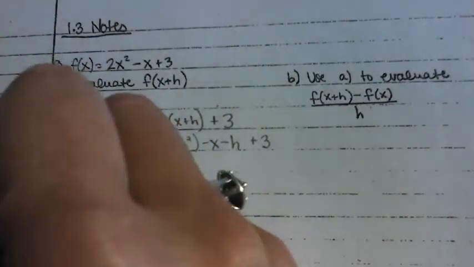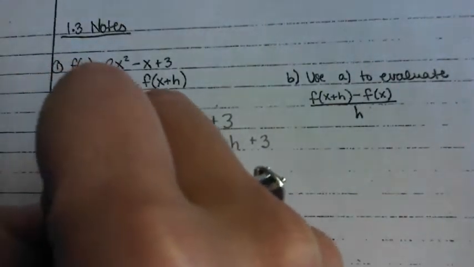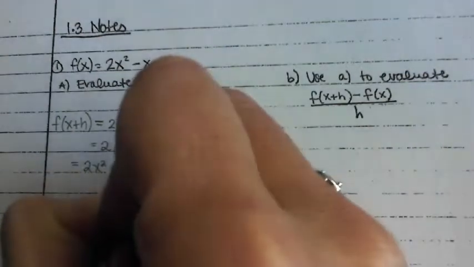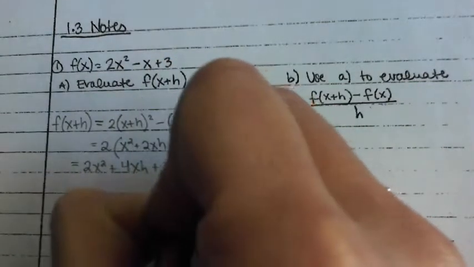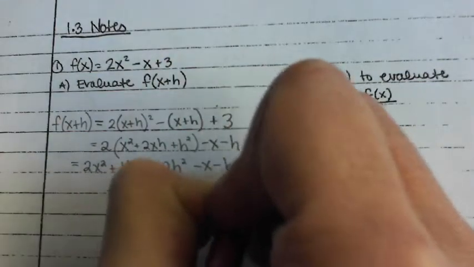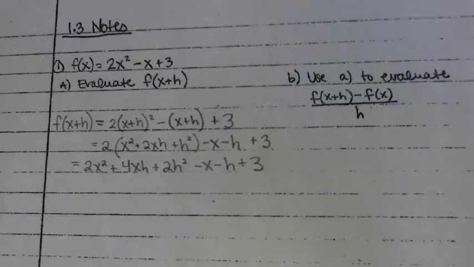I'm going to distribute that 2 now, 2x squared plus 4xh plus 2h squared minus x minus h plus 3. It's just a process. Be patient through it. And then I don't believe I can combine any terms, can I? So that's it. Now, I'm going to use what I just found to bring me to b.